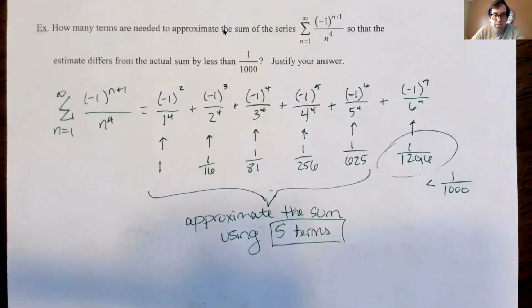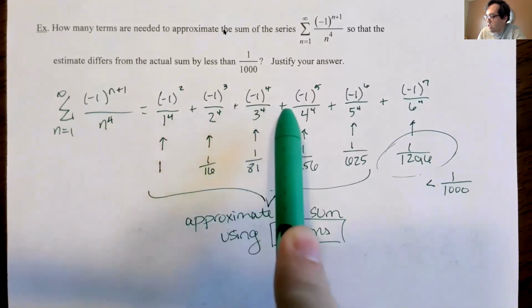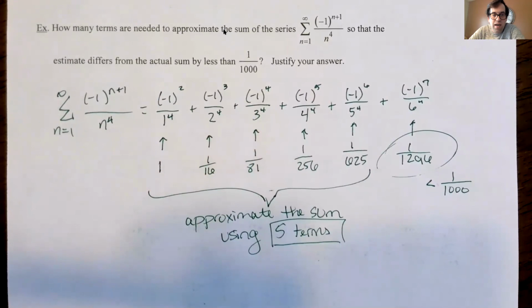And just to remind you, this idea of error bound in this way only works if we have an alternating series, which was the case in this question. The numerator caused the sign to keep switching.